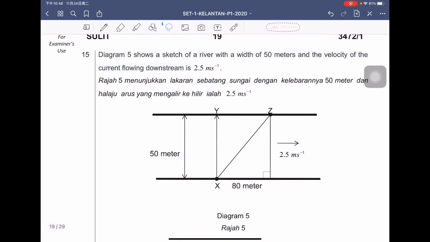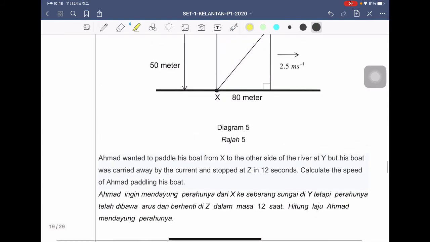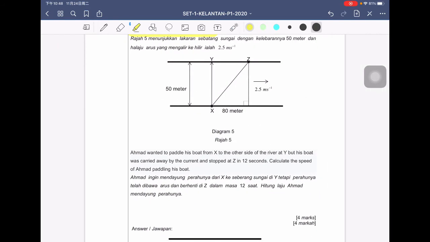So let's go to question 15. Diagram 5 shows a sketch of a river with a width of 50 meters and the velocity of the current flowing downstream is 2.5 meters per second. Ahmad wanted to paddle his boat from X to the other side of the river at Y, but his boat was carried away by the current and stopped at Z in 12 seconds. Calculate the speed of Ahmad paddling his boat.